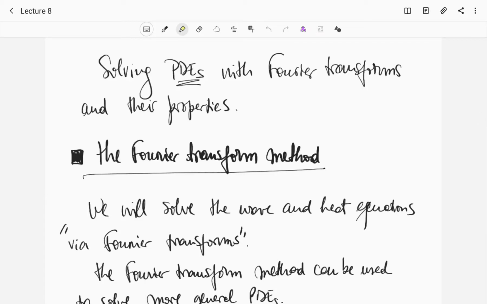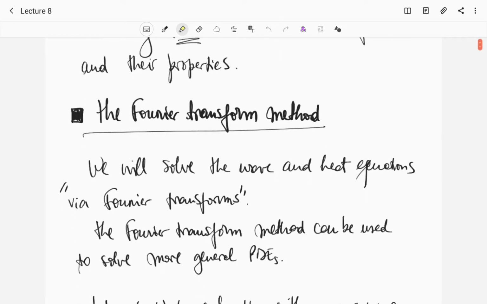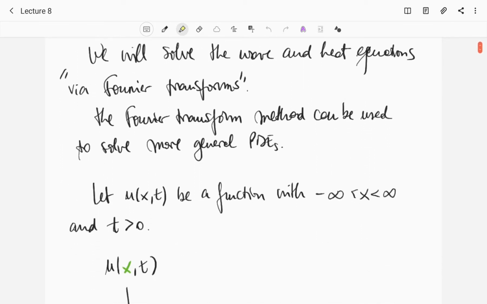Okay, finally in this lecture 8, we are going to see how to solve partial differential equations with Fourier transforms and their properties. And we call this method, of course, the Fourier transform method. Okay, so we will solve the wave and the heat equations as examples with this Fourier transform method, but this method works for more general equations.